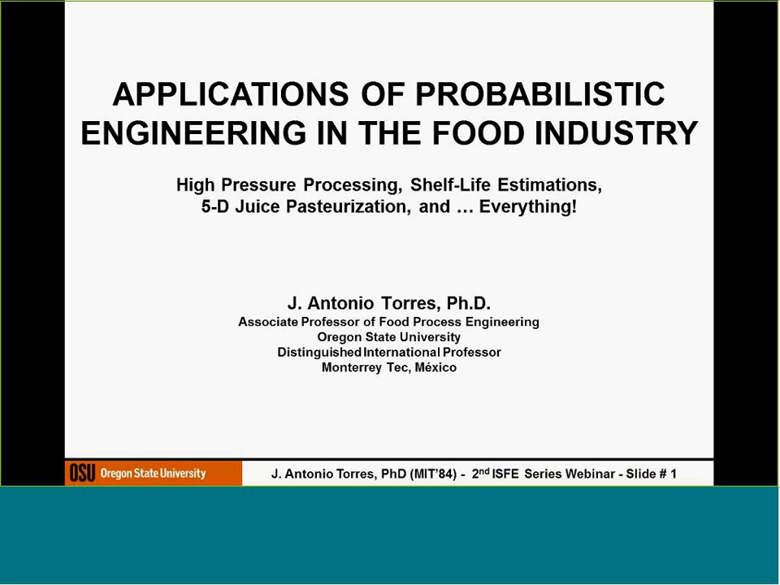With our recommendation for the creation of a product, process condition, shelf life, or packaging film for a food product, we always have the risk that our recommendation may not produce the result that we expect. So this can be used whether it's a high pressure process application, a shelf life estimation, juice pasteurization, everything that you will encounter in your professional life.